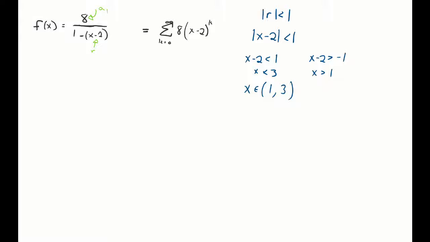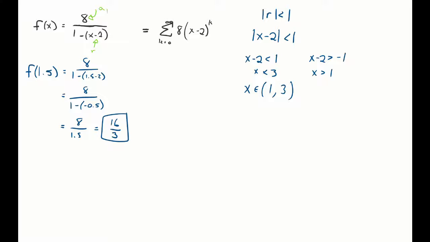If I plug in 2, I'm just going to get a boring 8. So I'm going to do something a little bit more exciting, and I'll say f of 1.5. What I'm doing right now is checking: is it true that I can evaluate the function and the power series at 1.5 and get the same thing? Well, if I plug in 1.5, I have 8 divided by 1 minus (1.5 minus 2), so 8 divided by 1 minus negative 0.5. That's 8 divided by 1.5, which is 3/2, so 8 times 2/3 is equal to 16 over 3. Okay, so that's my function evaluated at 1.5.